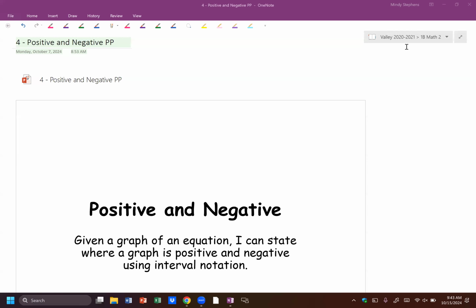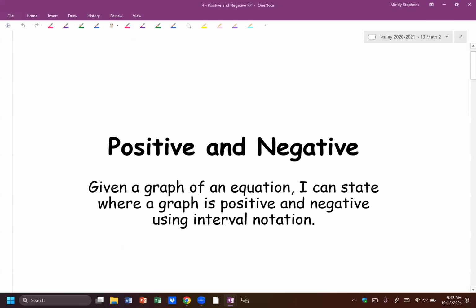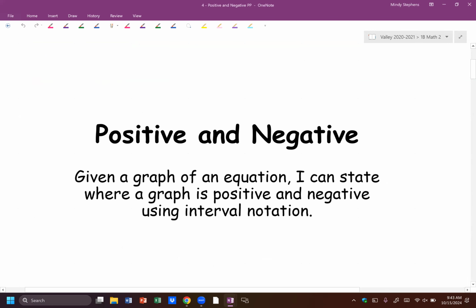So this lesson is, again, looking at graphs and just naming different parts. So we've now done x- and y-intercepts, we've done domain and range, we just did increasing, decreasing, constant. Now we're looking at where a graph is positive or negative. The graphs, again, can look exactly the same. We just want to know where they are positive or negative. So let's talk about what that even means.